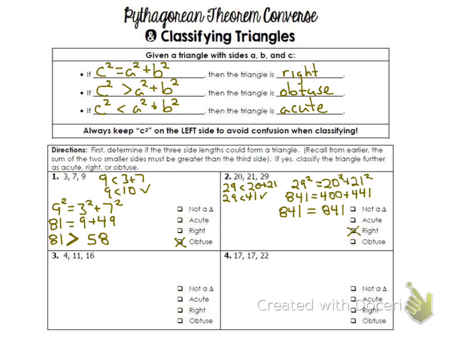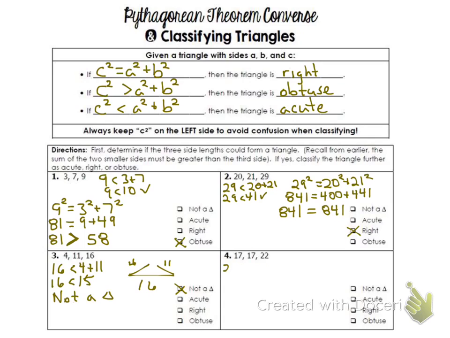Down here for number 3, 16 less than 4 plus 11 gives us 16 less than 15. That is false, so no, this is not a triangle at all. It does not pass the triangle inequality. The 16 as the longest side and 4 and 11 as the two sides would not reach, does not close in the shape. So not a triangle, we don't even have to worry about what type it is.